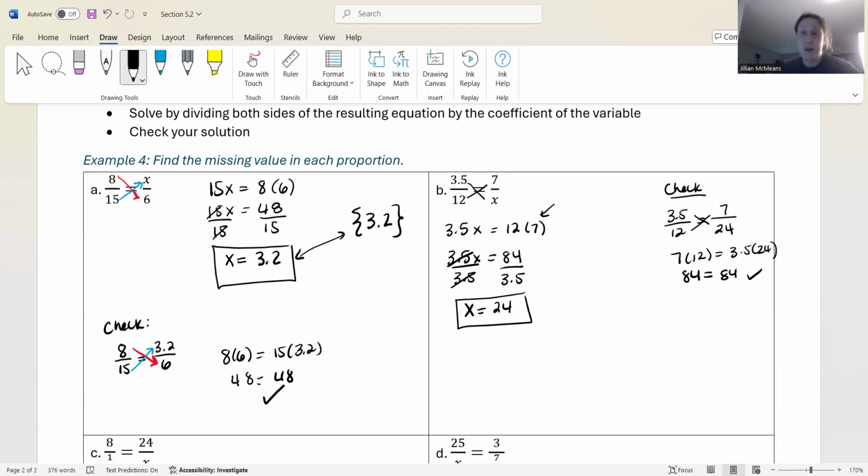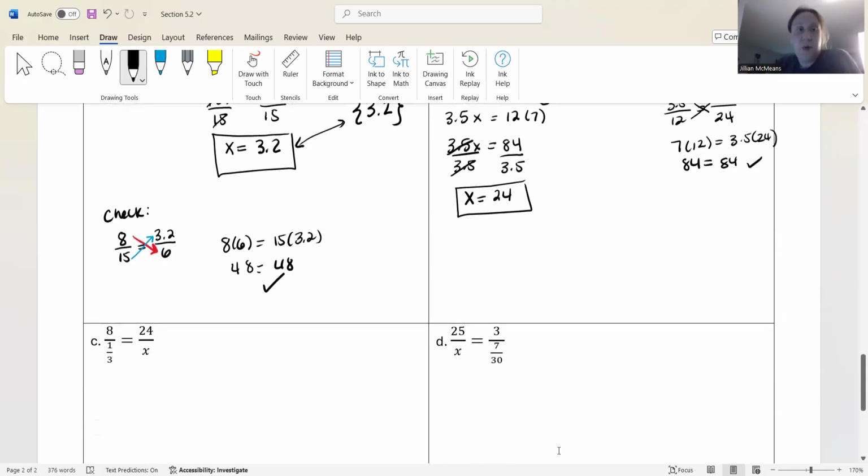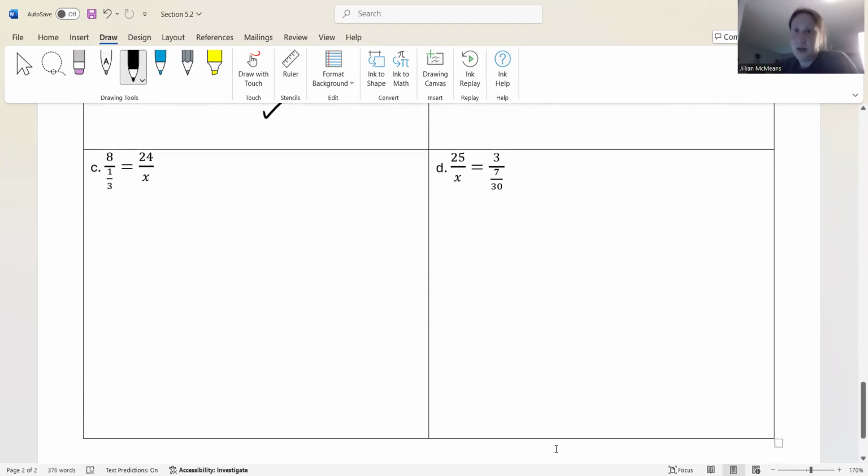Okay, now for the next two examples, I'm not going to check them. Just know that you know how to check now. You just cross multiply and make sure your cross products match. Okay, for part C, we have a fraction, which anytime you have a fraction, it's always like a little bit more involved, okay? But that's okay because we're old pros at fractions now, okay?